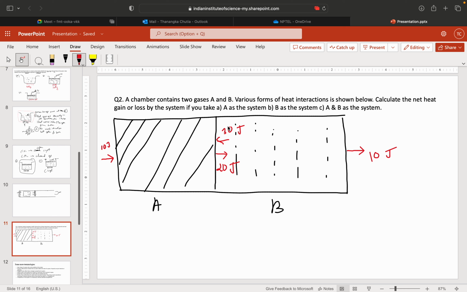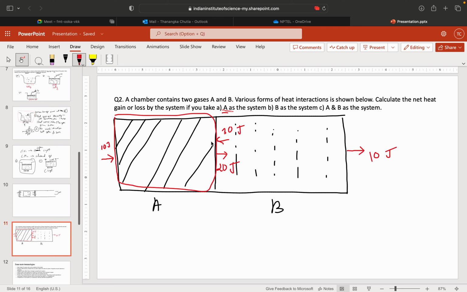So what is given? It is given the heat interactions. In case 1, you should not worry about what is there. You should only worry about the system, and my system is this A. Now I am focusing on this A. We know that heat, if it is added to the system, is positive, and heat, if it is removed from the system, is negative.